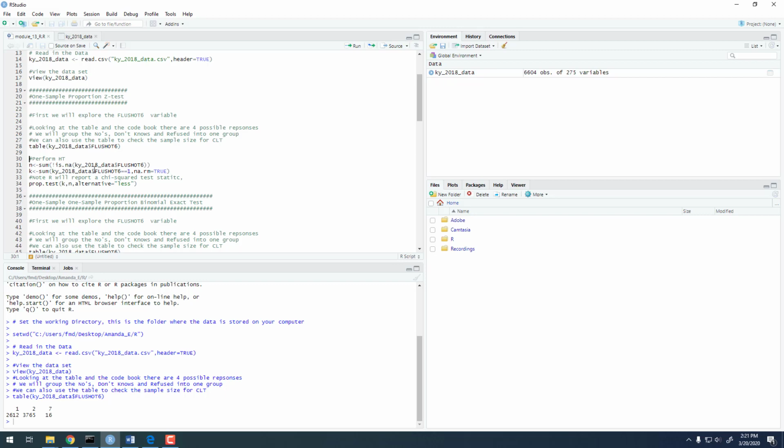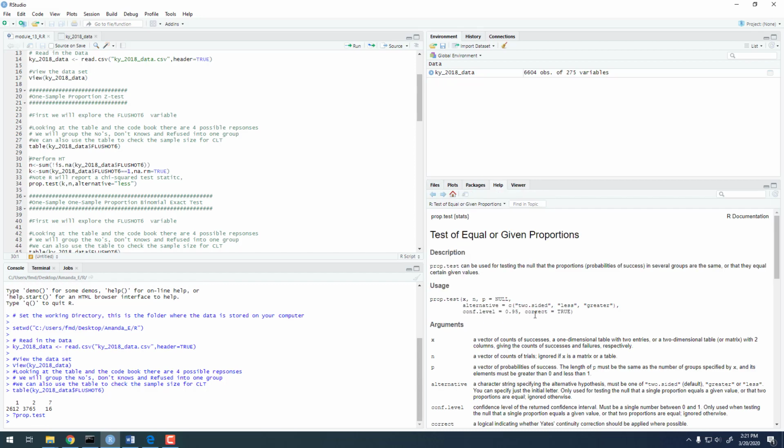So here, what I've got in my N is going to be the sum of all of the values that are not in A. In other words, this is telling me the total number of observations. K here is going to tell me the total number of yeses. We're going to use the prop.test function, and if you'll remember, we saw this one when we calculated our confidence intervals in Module 12. Down at the bottom, if I do question mark prop.test, I can read a little bit more about this particular function. Notice I've put in here K, N, and then I've added in this alternative equals less.